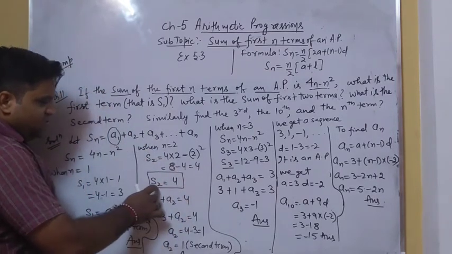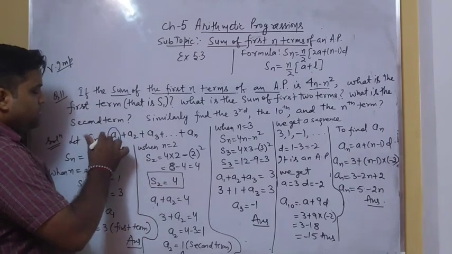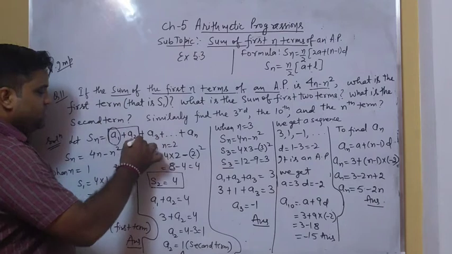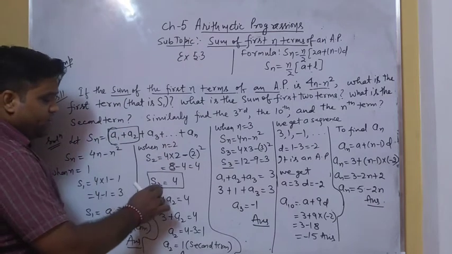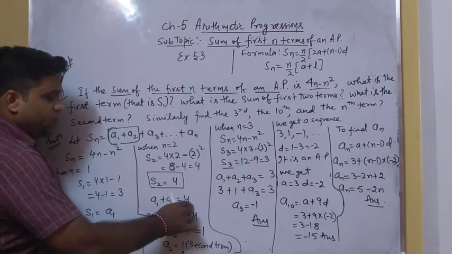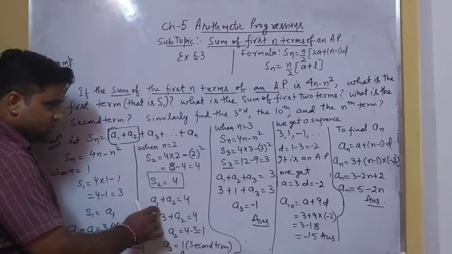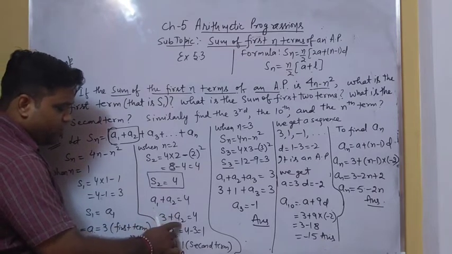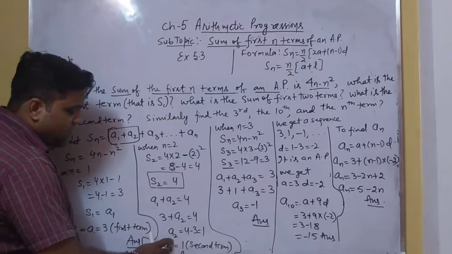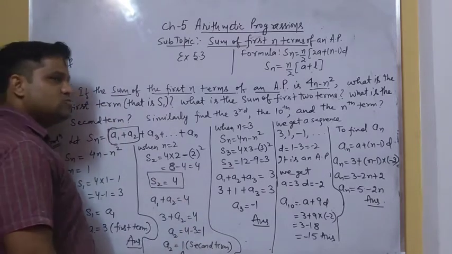Here this S2 represents the sum of first two terms. It means the sum of first two terms is given by A1 plus A2. So we can write S2 as A1 plus A2 equal to 4. As we have got the value of A1, which is the first term of an AP, equal to 3, on putting the value, we get the value of the second term of the AP, which is equal to 1, after solving.